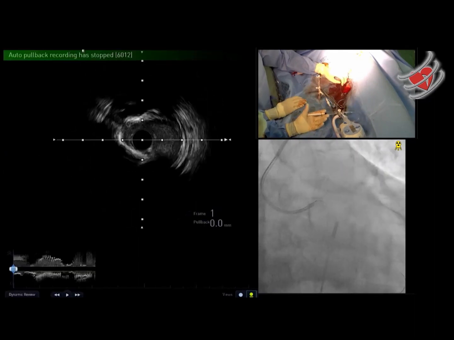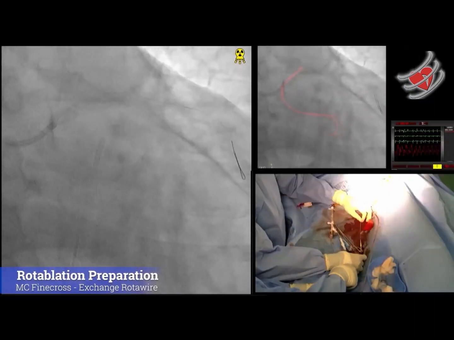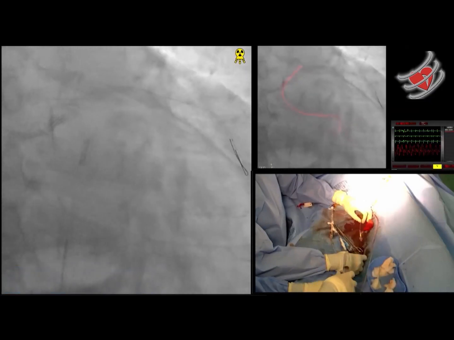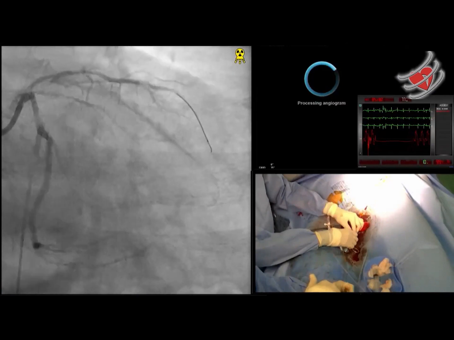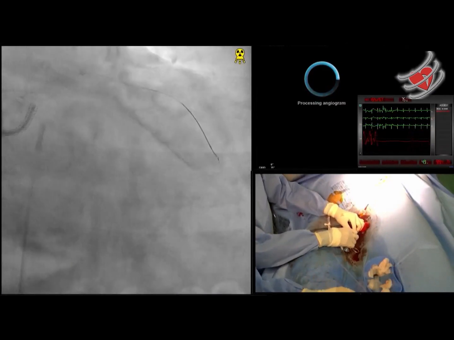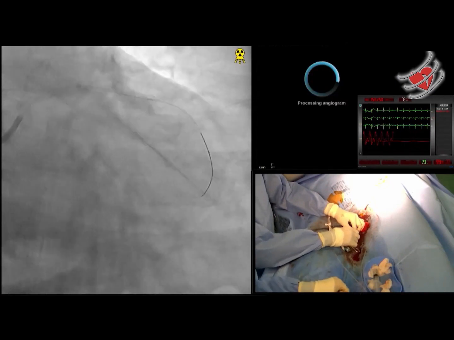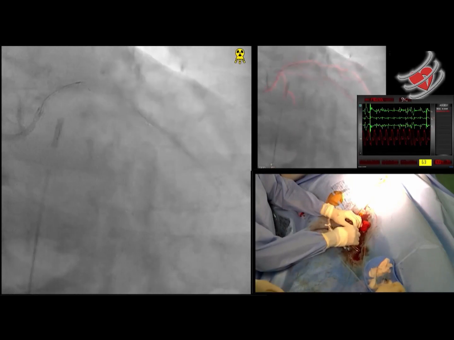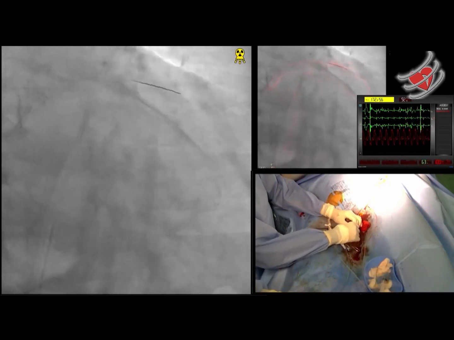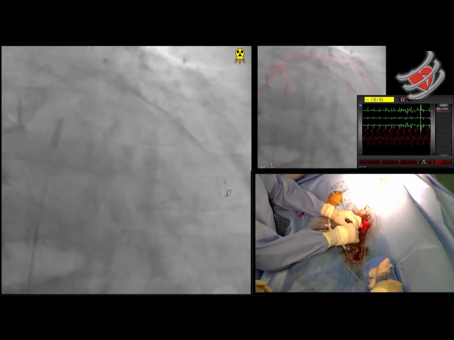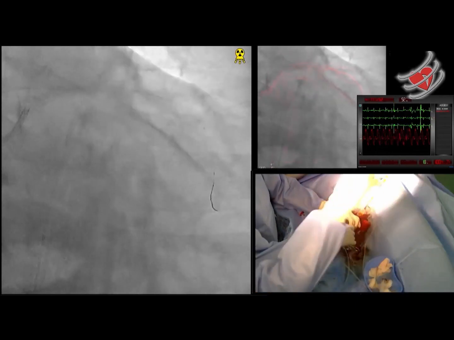So here we do a rotablation. As you can see, from the left distal radial, all of the devices that we advance seem very comfortable from the operator's point of view. So we want to exchange the wire using a single lumen catheter and then proceed to do a rotablation.